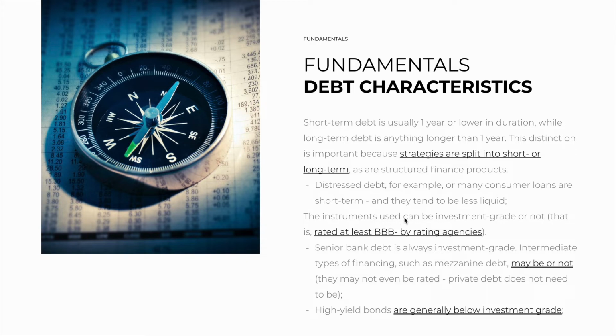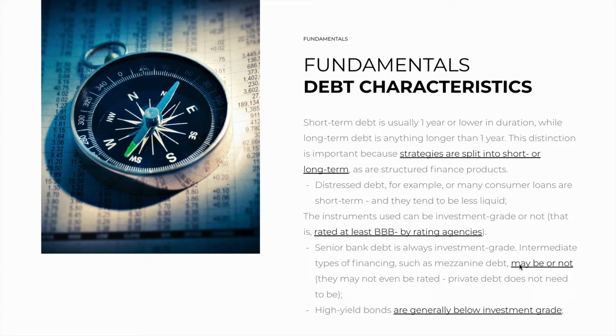They can either be investment grade or not, and that is, whether they are rated at least BBB minus by rating agencies or not. And naturally, the higher the rating, the lower the risk of default. Certain types of debt, such as senior bank debt, are always above investment grade. Intermediate types of financing, such as mezzanine debt, may be or not.